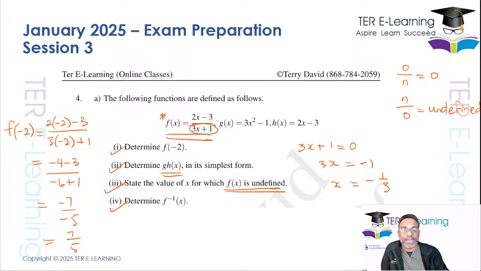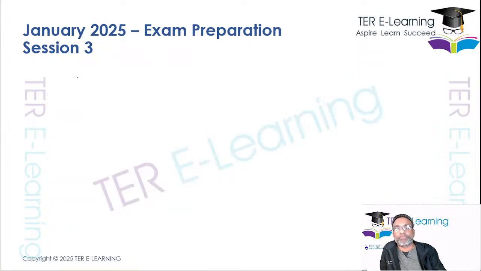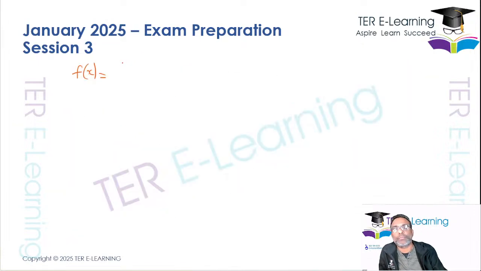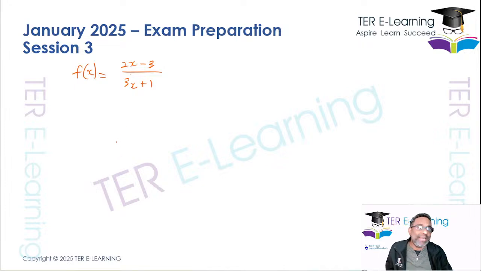The next part here, part 4. Now this particular question, this is the hardest inverse we could get in the exam. I included this here so you get a feel for how to work it out. f of x is equal to 2x minus 3 all over 3x plus 1. So you want to get the inverse of this function here.